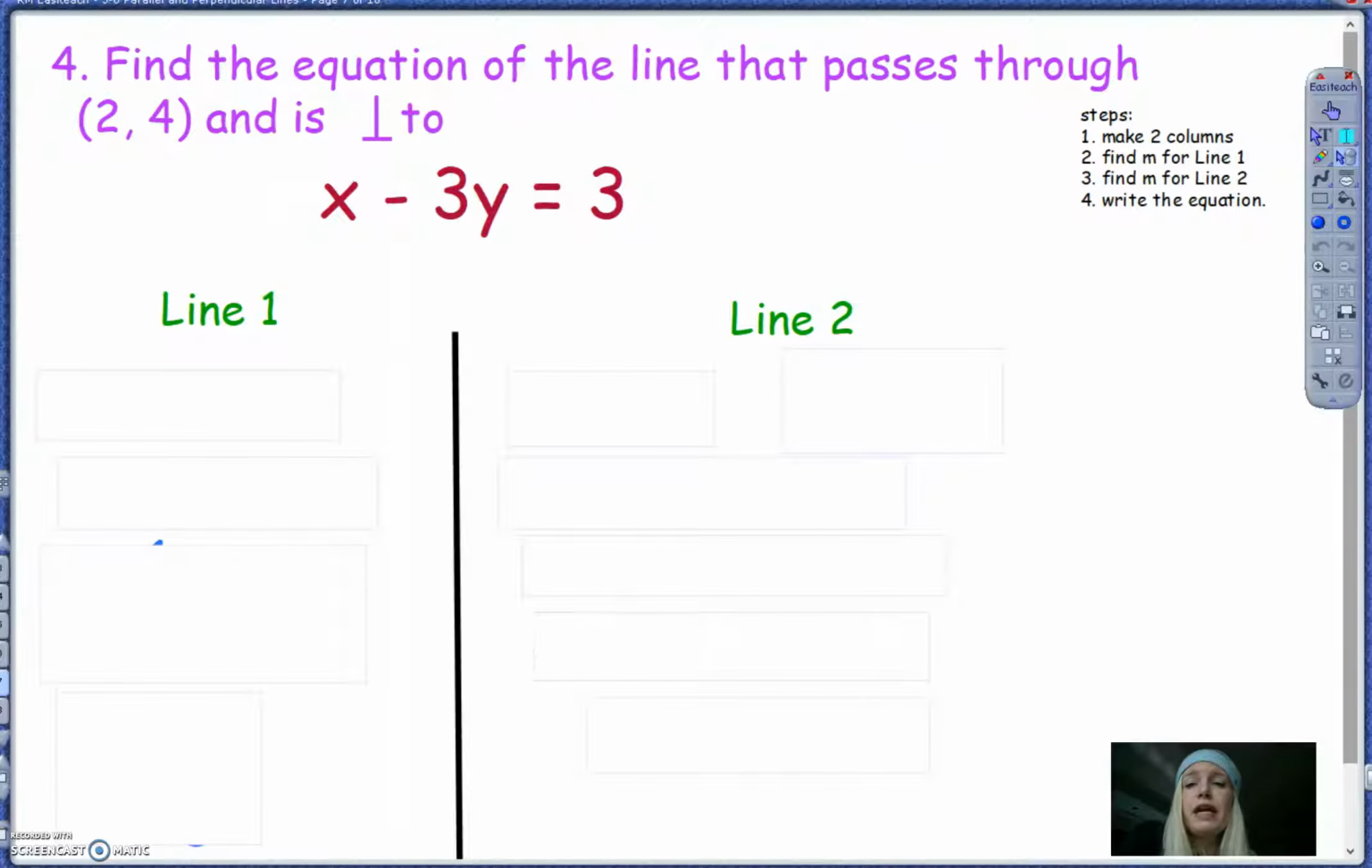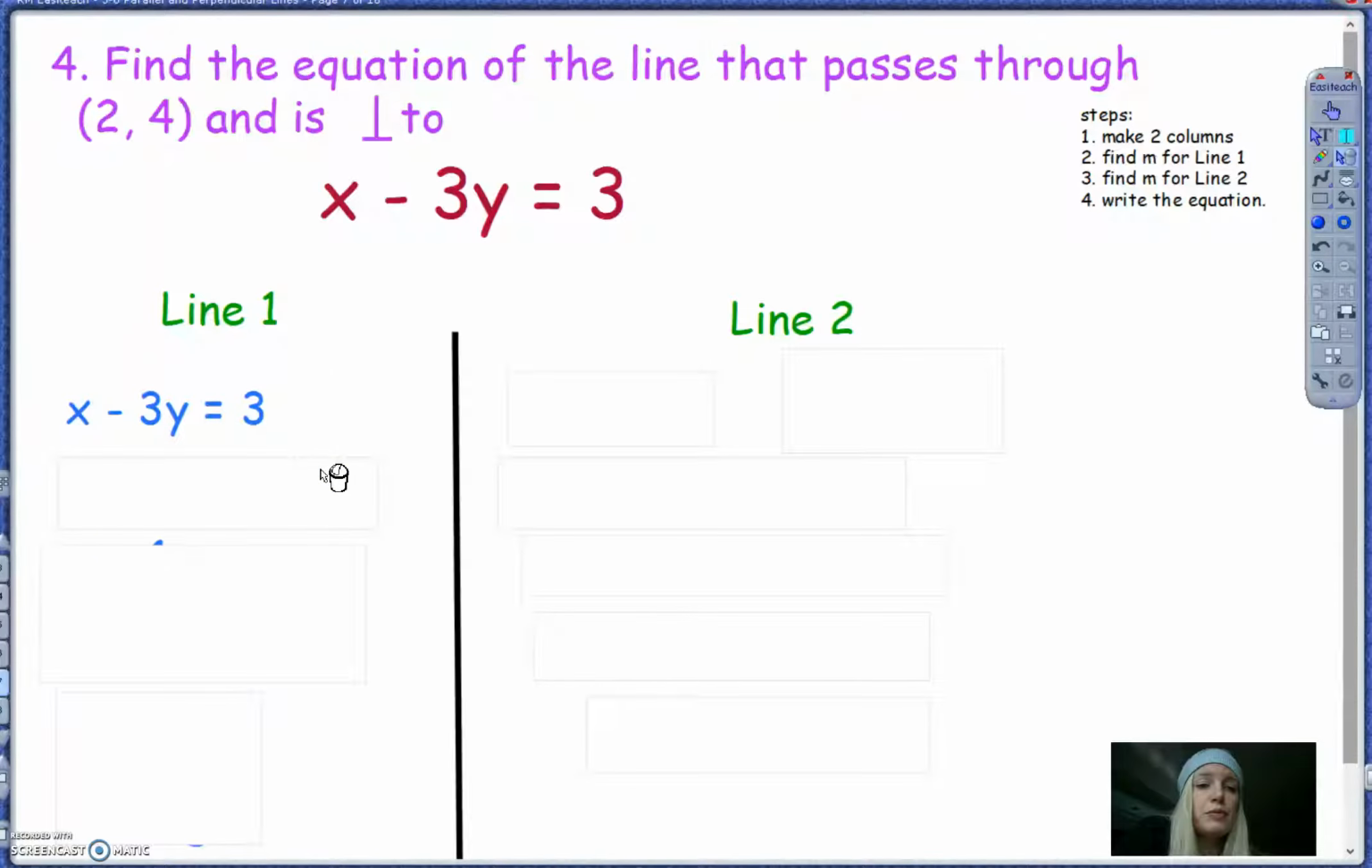Find the equation of the line that passes through (2, 4) and is perpendicular, that's the symbol that looks like an upside down T, to x minus 3y equals 3. All right, and I put the little steps over here on the side. Our first line, well, we don't really have the slope yet, so we're going to need to rearrange the equation like we did in the last example.